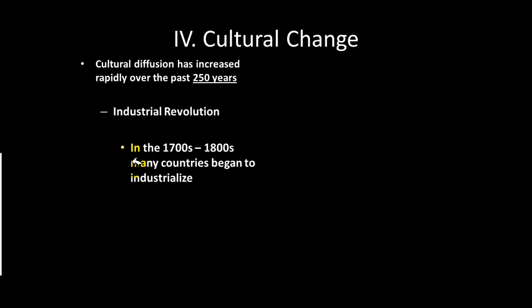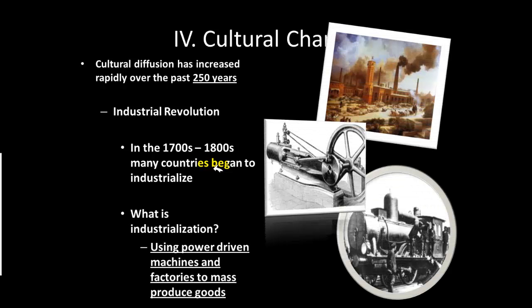And what it was is when countries started using machinery. Machinery started replacing people to produce goods and services. And that talks about what is industrialization. It's the using of power-driven machines and factories to mass produce goods.